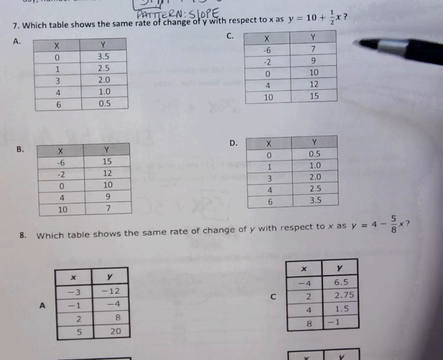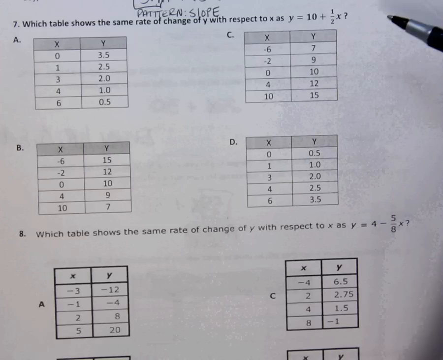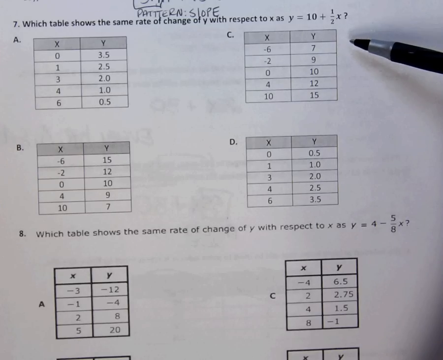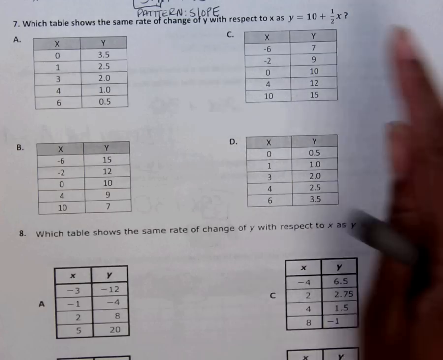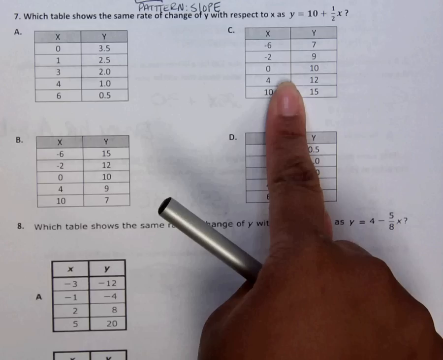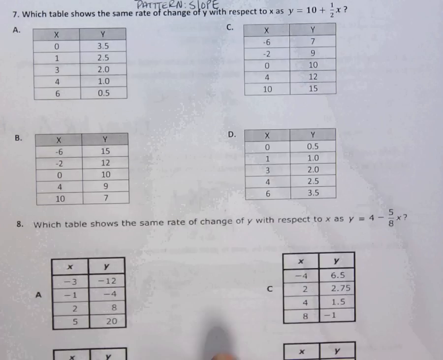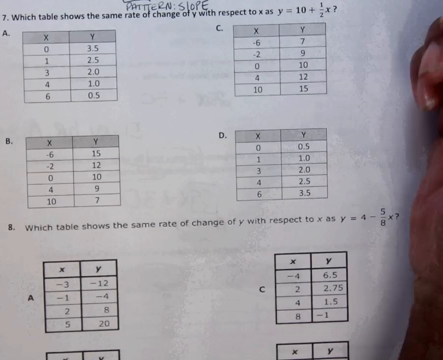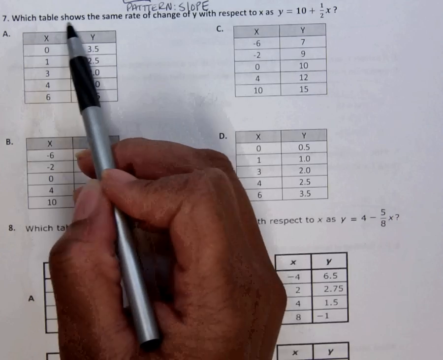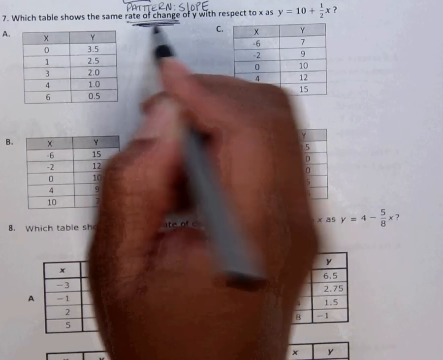Number 7, I'm going to show you the shortcut, and I know your teachers are going to show you how to do the long way in class. I take that back. I'm going to show you the long way with answer choice C for number 7 and the shortcut on number 8. So it wants the slope. It says which table shows the rate of change. That means what is the slope.